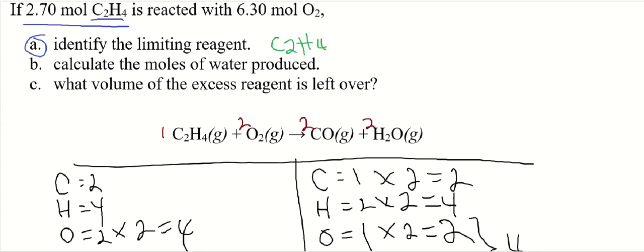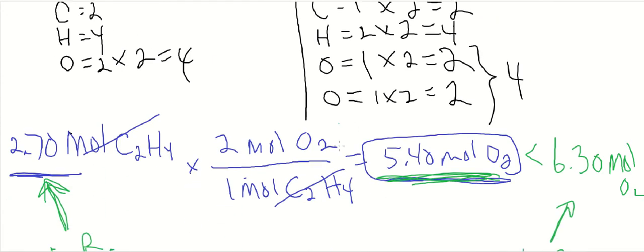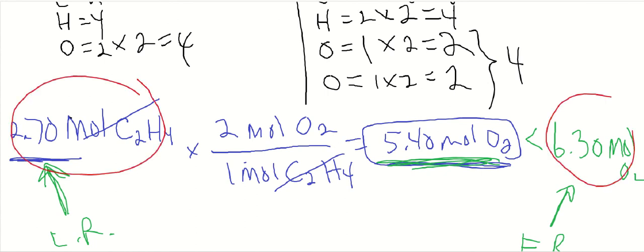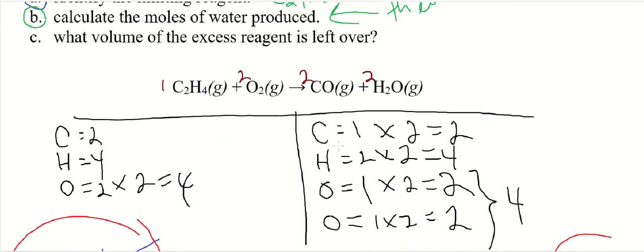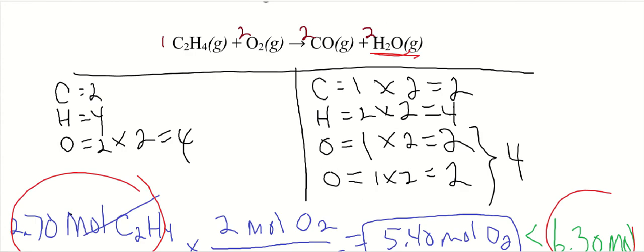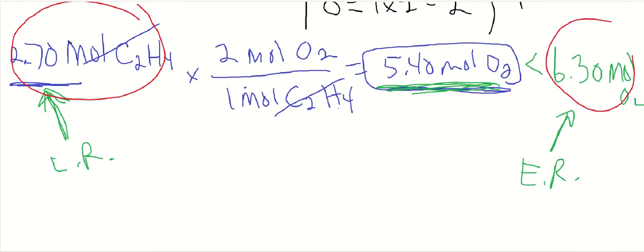Okay. B, calculate the number of moles of water produced. Okay, so when you're calculating, this is called theoretical yield, by the way. Theoretical. How much could you make? Maximum. If you had these ingredients right there and right there, what is the maximum amount of water you can make? And that's a product.